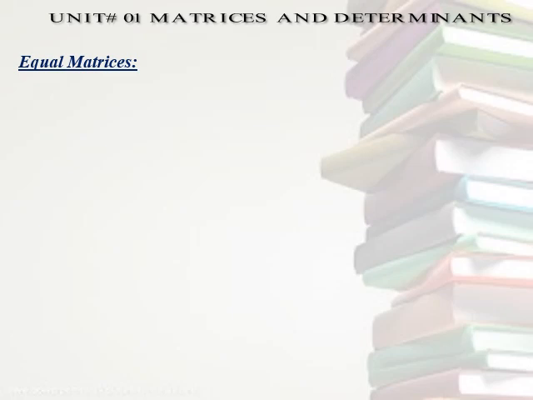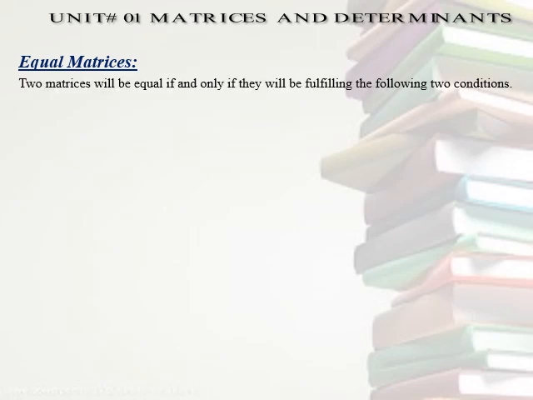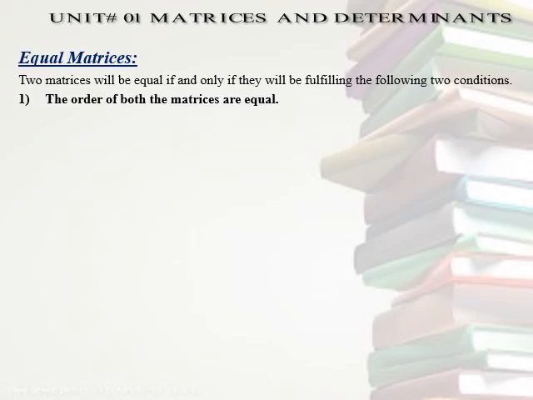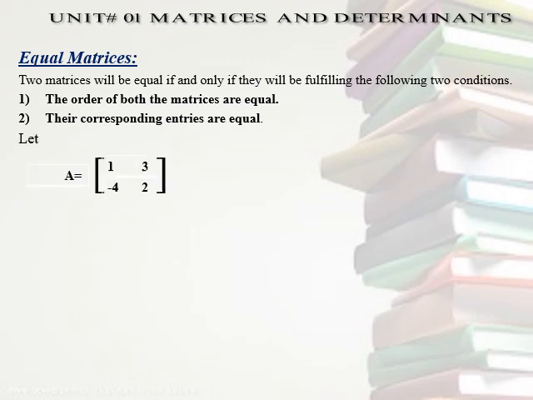Okay, next topic is equal matrices. Two matrices will be equal if and only if they will be fulfilling the following two conditions. Condition number 1 is the order of both the matrices are equal. Condition number 2 is their corresponding entries are equal. Let's take two matrices here. First one is A and second one is B.